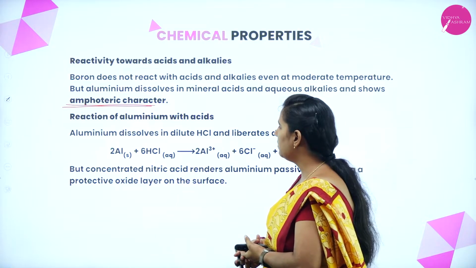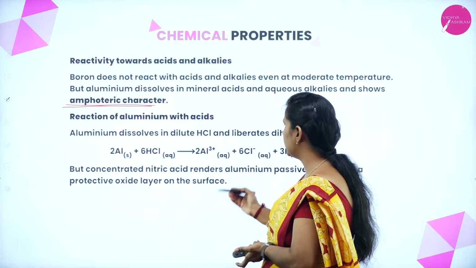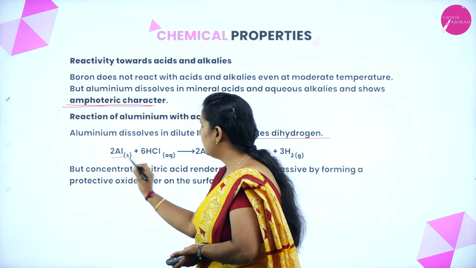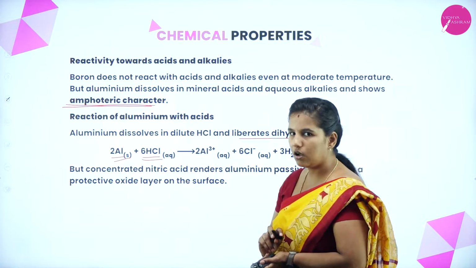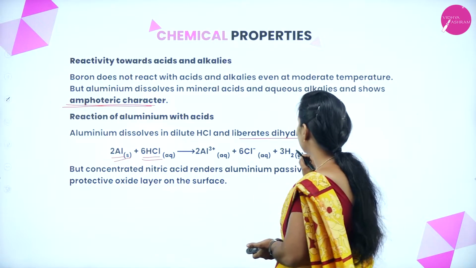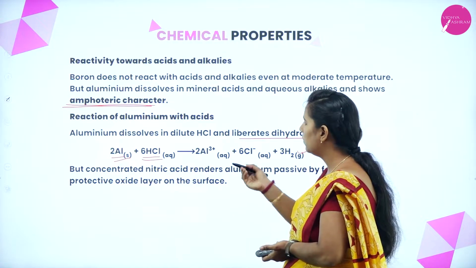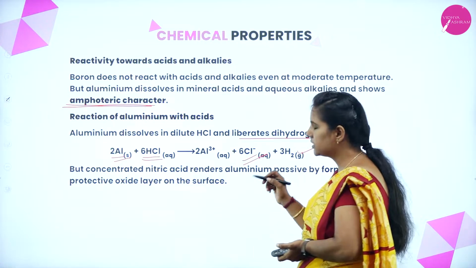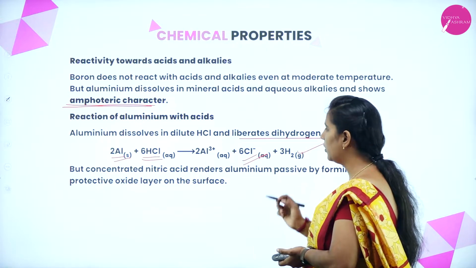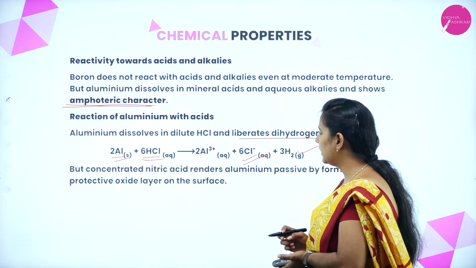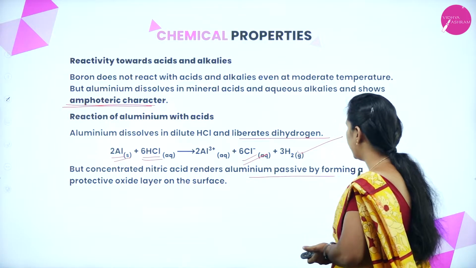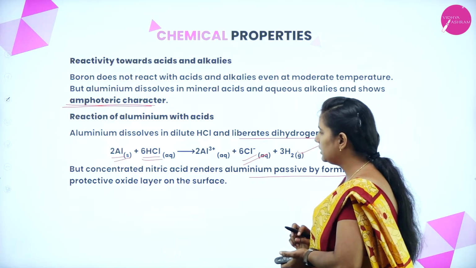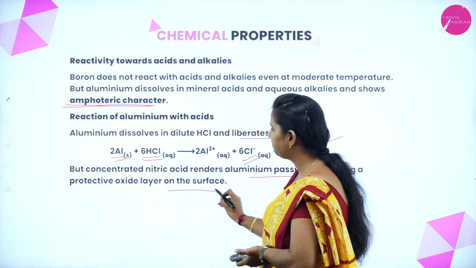Aluminium dissolves in dilute HCl to liberate hydrogen gas. You can see that aluminium, when it reacts with an aqueous solution of acids, forms AlCl3 with liberation of hydrogen; the aluminium is oxidised and donates 6 electrons to the chlorine. But concentrated nitric acid renders the aluminium passive by forming a protective layer on its surface.